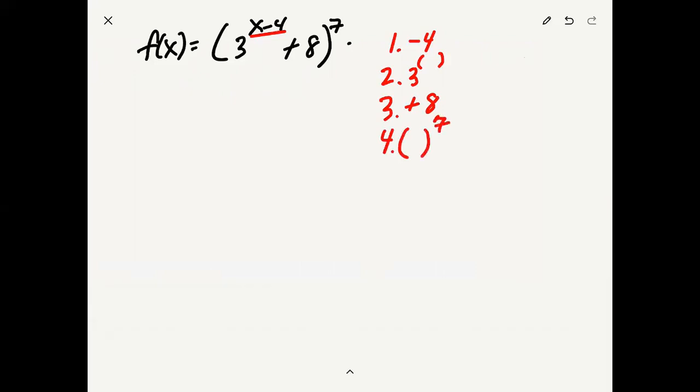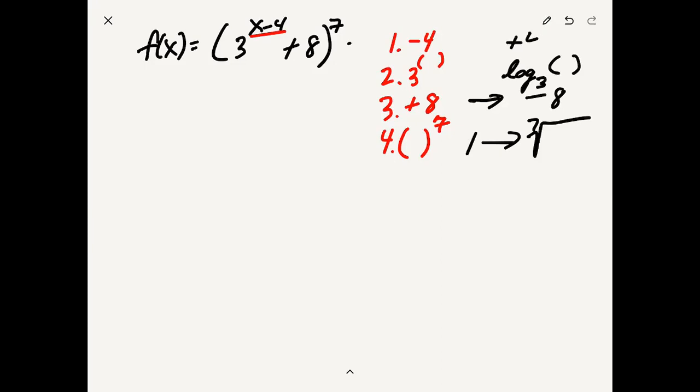So now we're going to do the inverse. The inverse of raising something to the 7th power is taking the 7th root, or you can raise it to the 1/7 power, same thing. The inverse of adding 8 is subtracting 8. The inverse of having something with a base of 3 is to have a logarithm with a base of 3 of whatever it is that you need. And then the last thing is adding 4.